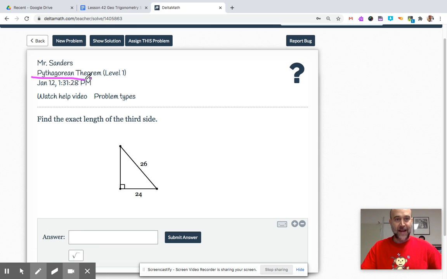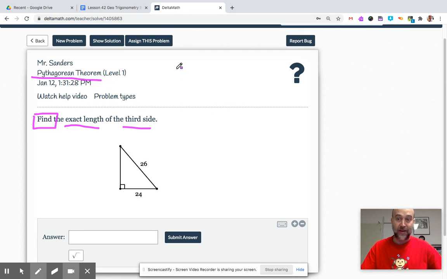We're working with the Pythagorean theorem. The Pythagorean theorem only applies to right triangles. We're being asked to find the exact length of the third side here. All right, so it's really good to label these and get out the things that you need to.